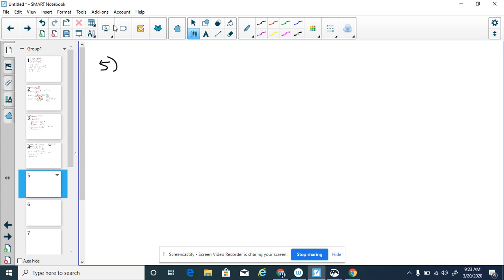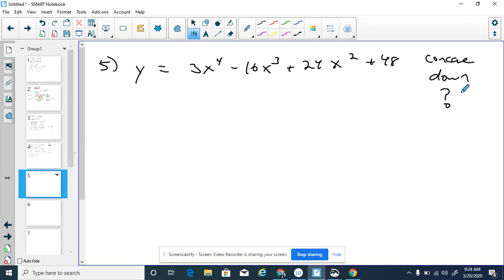Right. 5. The graph of y equals 3x to the 4th minus 16x cubed plus 24x squared plus 48 is concave down 4, right? So you see concave down and you think, oh, that's when f double prime is negative. So you have to get f double prime, or in this case, y double prime, and see where it's negative. All right, let's get y prime first.